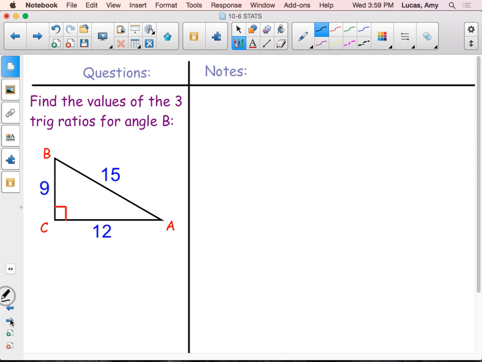Next up, we need three trig ratios for angle B. So sine B, cosine B, tangent B. SOHCAHTOA.